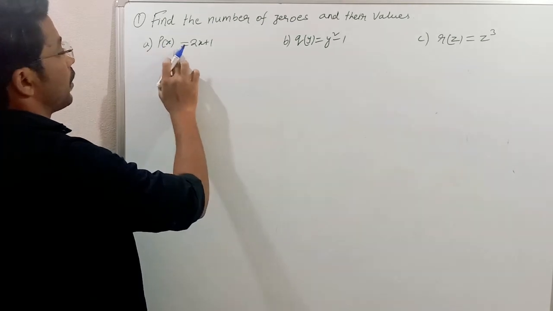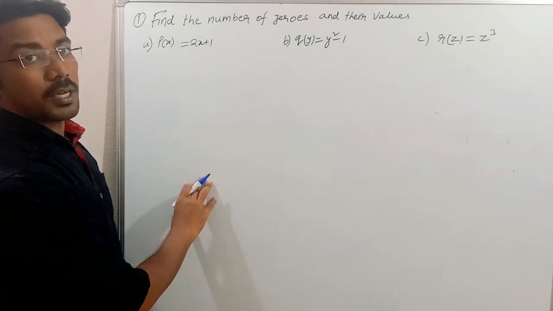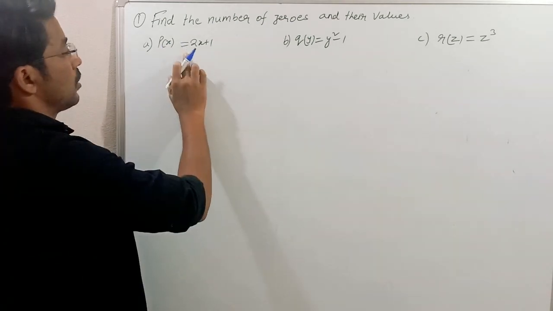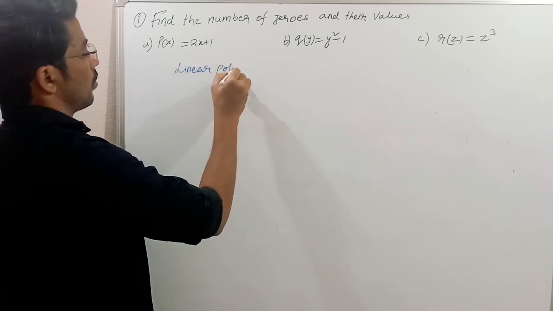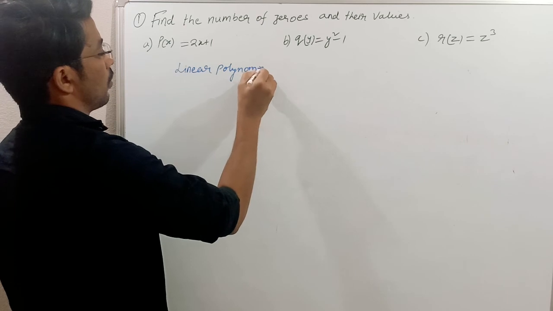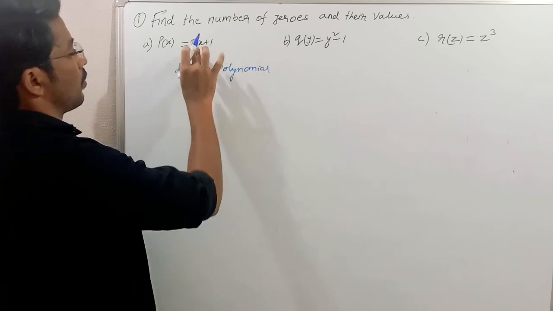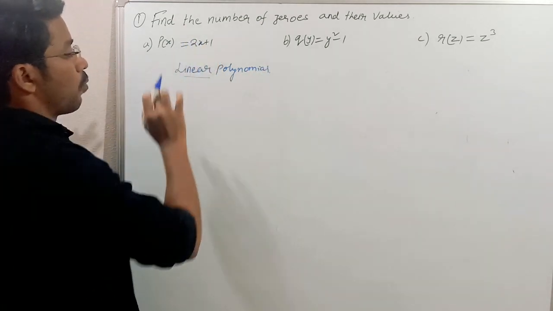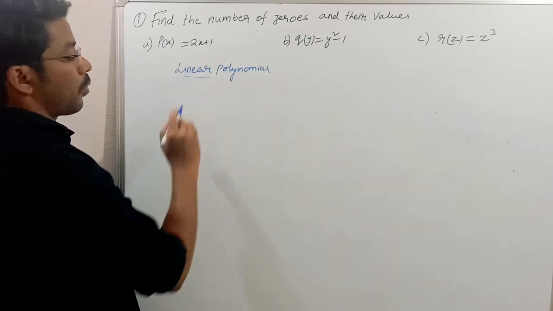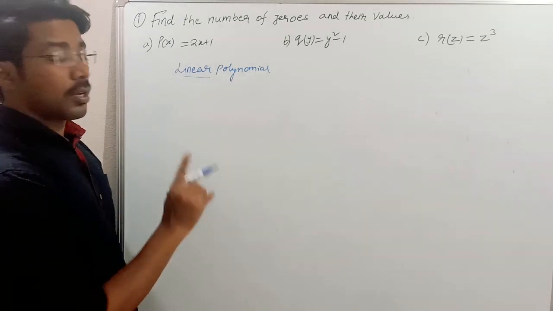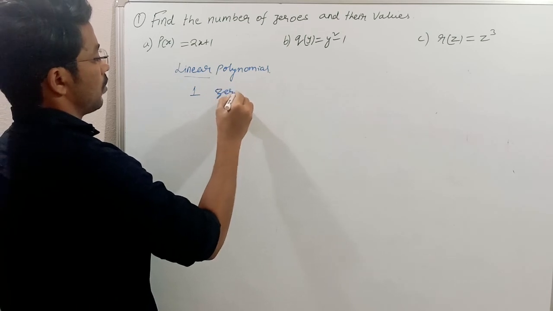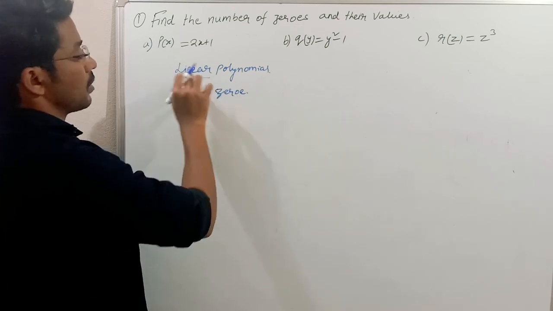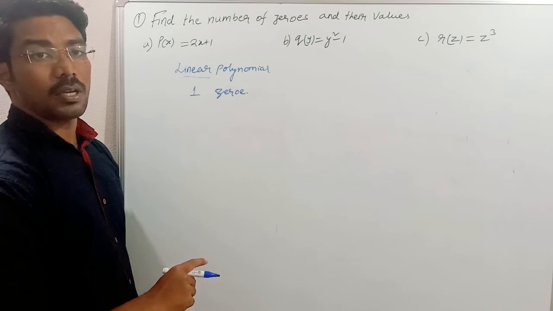So first question, p of x is equal to 2x plus 1. So this polynomial is a linear polynomial. Why is it a linear polynomial? Because it has a degree of 1. So if it is a linear polynomial, it has at most 1 zero. Because it is a linear polynomial, it has only 1 zero.